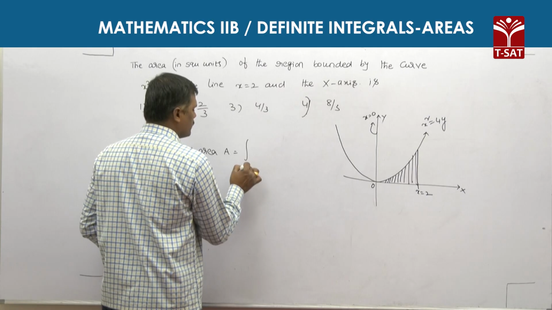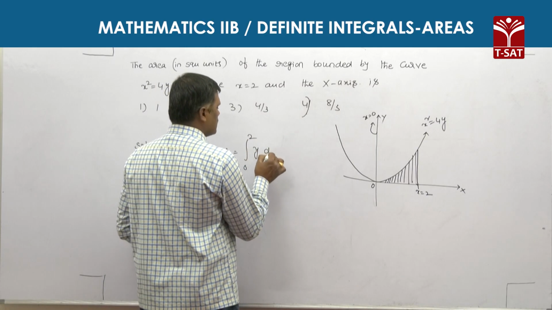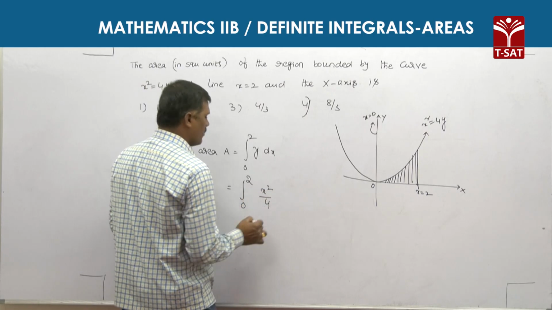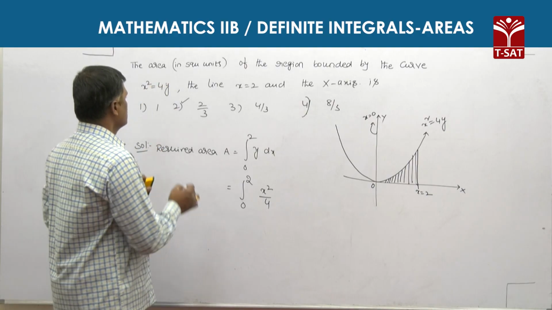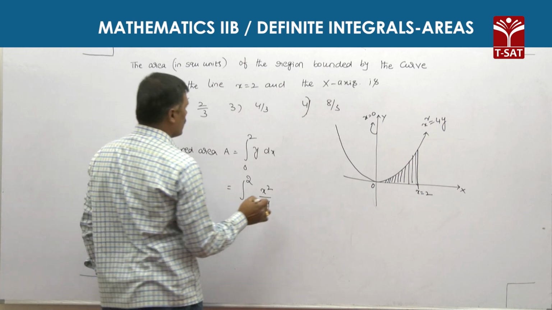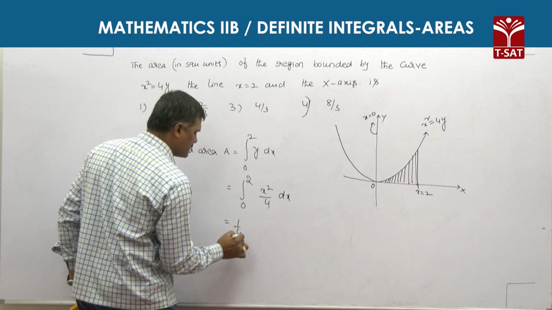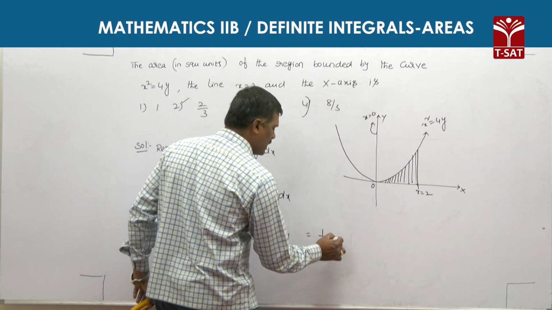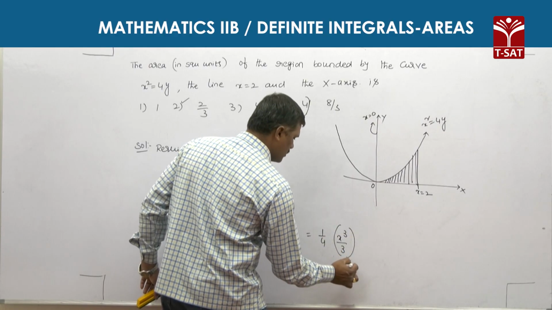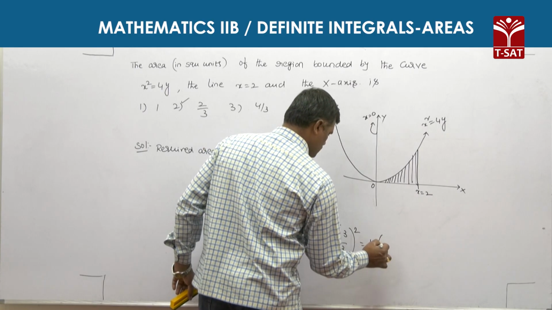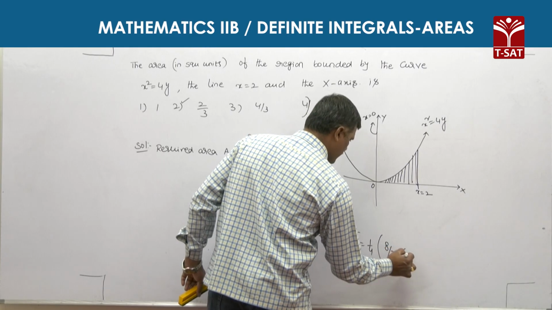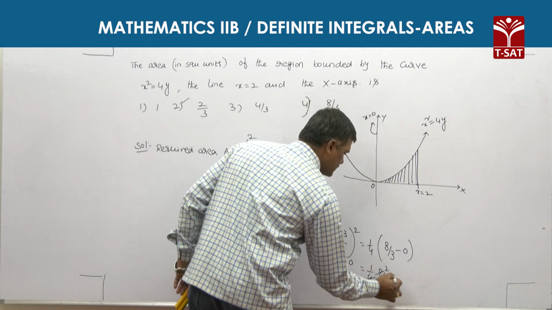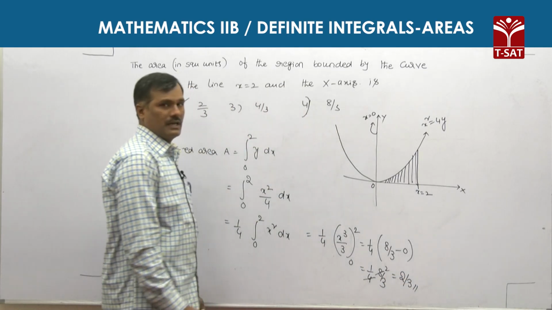A is equal to integral of 0 to 2 of y dx, that is equal to integral of 0 to 2, y is equal to x square by 4, from this we take the value of y, x square by 4 into dx. 1/4 constant we write outside, integral 0 to 2 x square dx, that is equal to 1/4 into x cube by 3, limits 0 to 2, that is equal to 1/4 into 2 cube 8/3 minus lower limit 0, that is equal to 1/4 into 8/3, 2 times cancel, that is equal to 2/3, which is the solution of the given area.